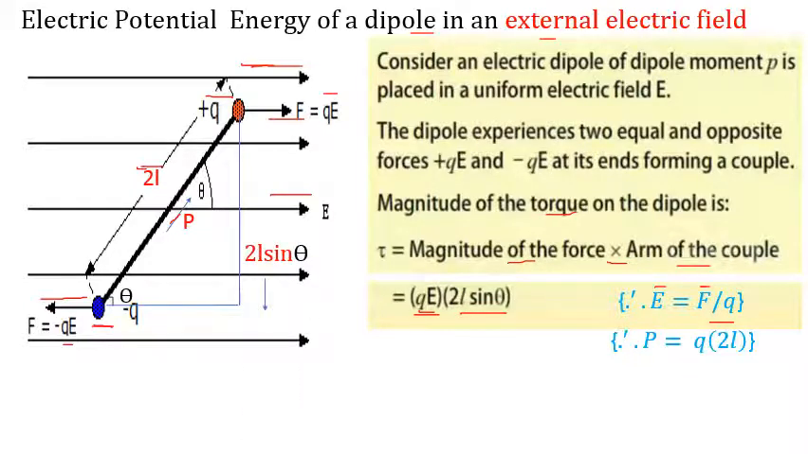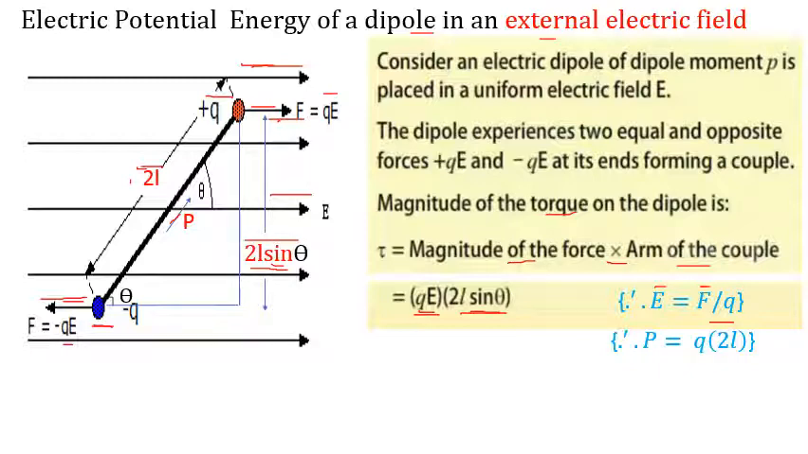This 2L sine theta is nothing but the perpendicular distance between what? The line of action of force. This is the line of action of the first force, this is the line of action of the second force, and the perpendicular distance between the lines of action of these two forces is 2L sine theta. Why is this 2L sine theta? Since this angle is theta and the hypotenuse is 2L, this side ultimately is 2L sine theta by geometry. That's why the moment arm is 2L sine theta.